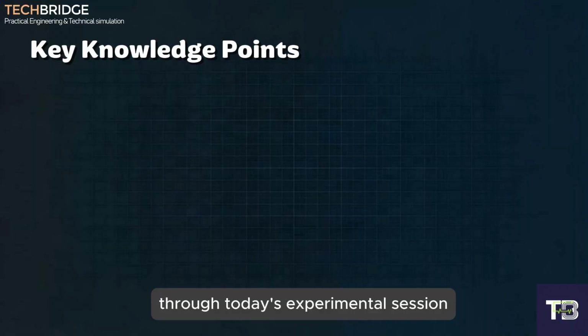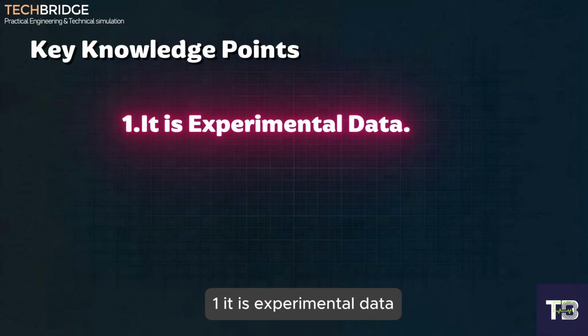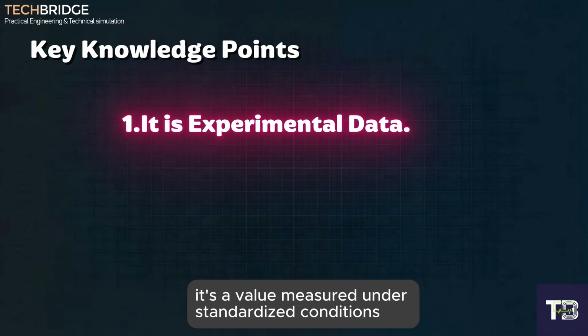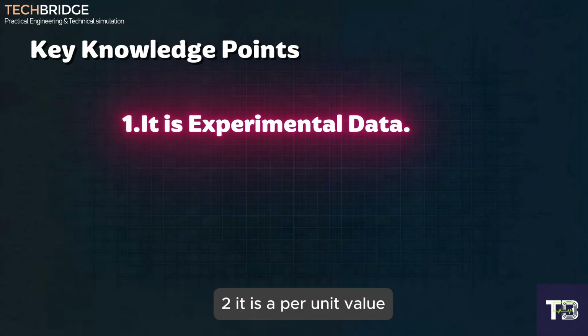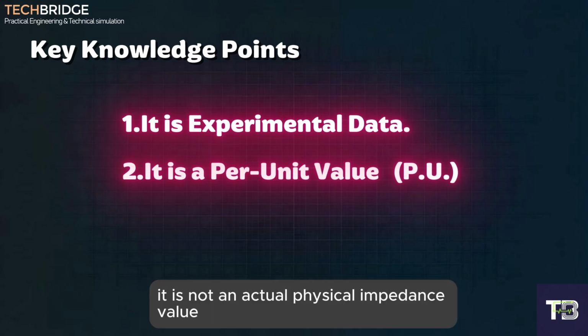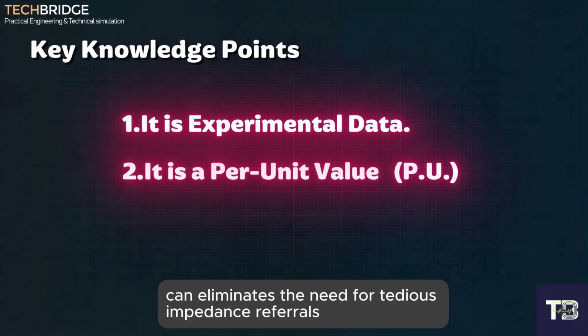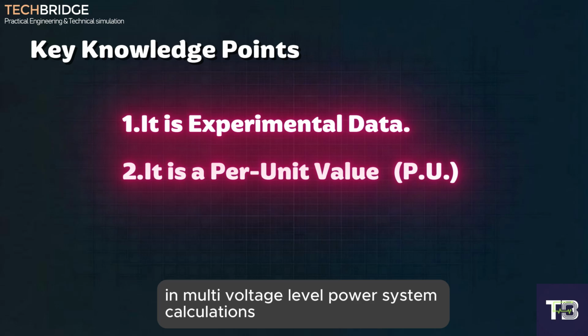Through today's experimental session, we summarize the key knowledge points of short-circuit impedance. 1. It is experimental data. It's a value measured under standardized conditions. 2. It is a per-unit value. It is not an actual physical impedance value. Using percentages can eliminate the need for tedious impedance referrals in multi-voltage level power system calculations.